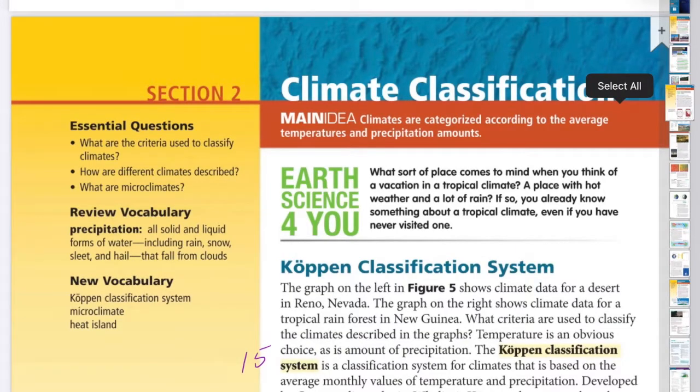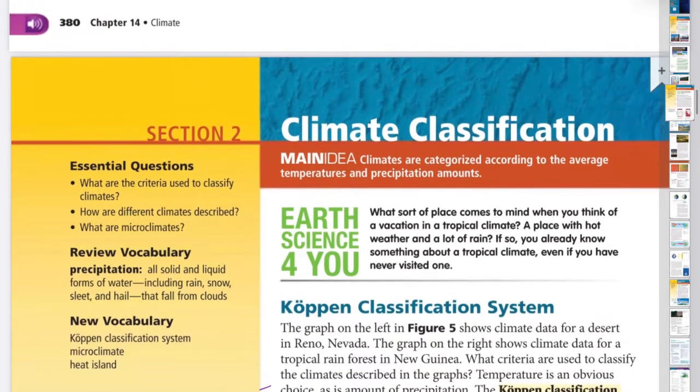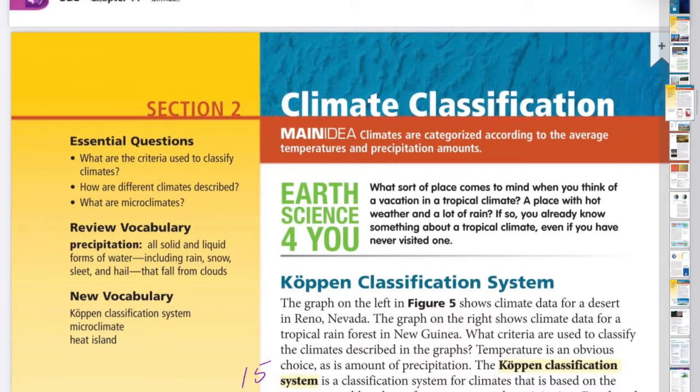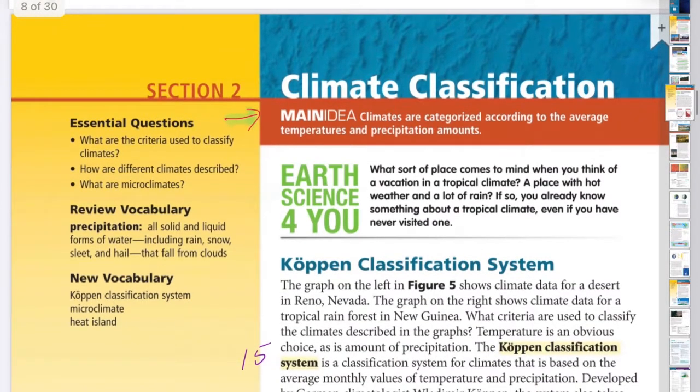Chapter 14, Section 2, Climate Classification. So the main idea for this section is that climates are categorized according to the average temperatures and precipitation amounts. So, earth science for you.